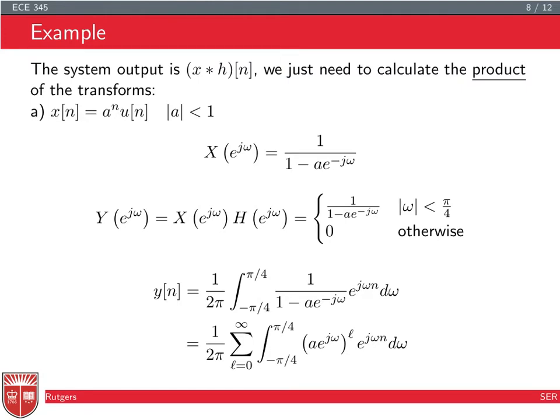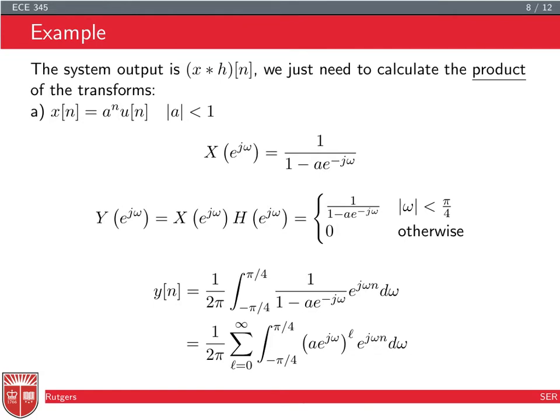So like I said, you're going to pick up whatever is in the interval between minus π/4 and plus π/4, and it's going to be 0 otherwise. So this is what's going on in the interval negative π to plus π, and it's going to be repeated again and again. Now what I need to do is to invert this formula here to find y[n], so I can just apply the formula.